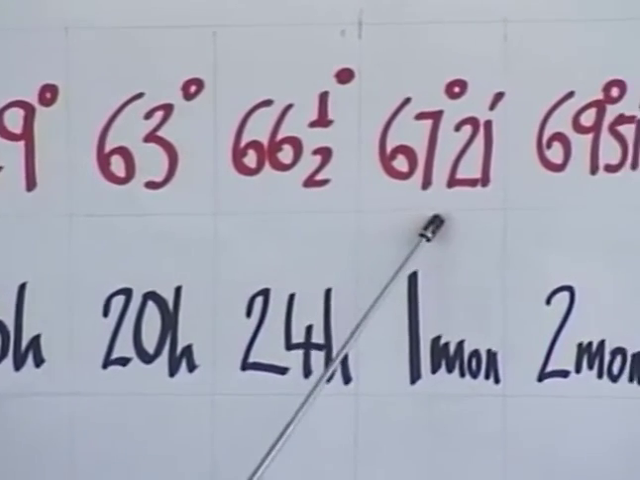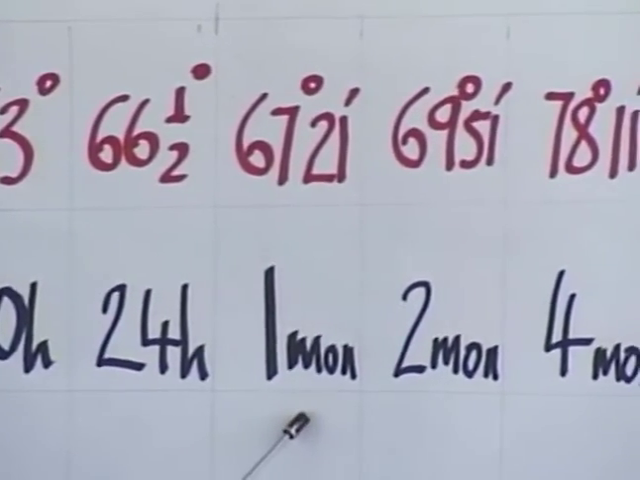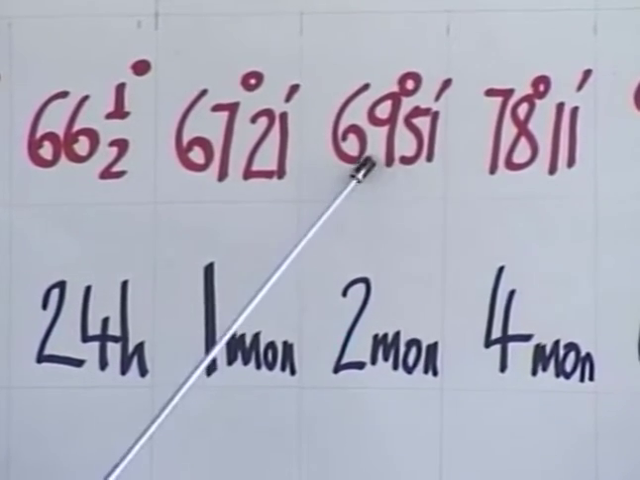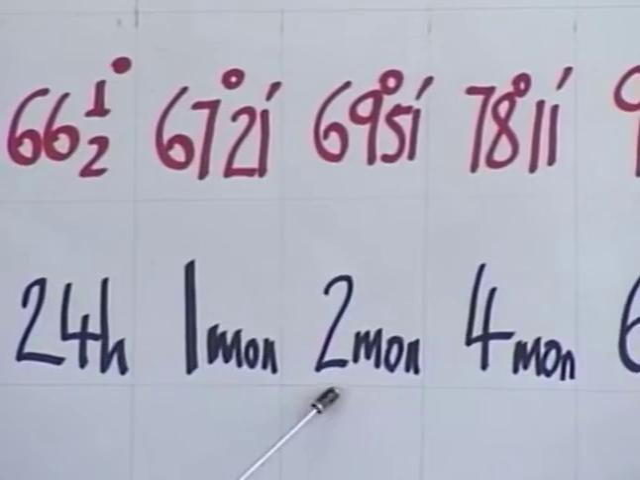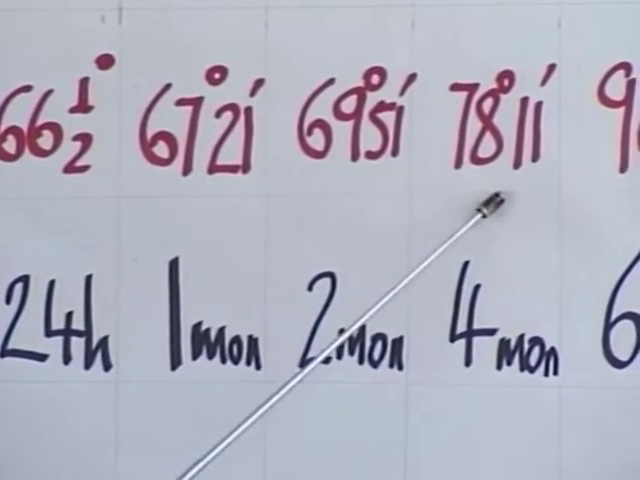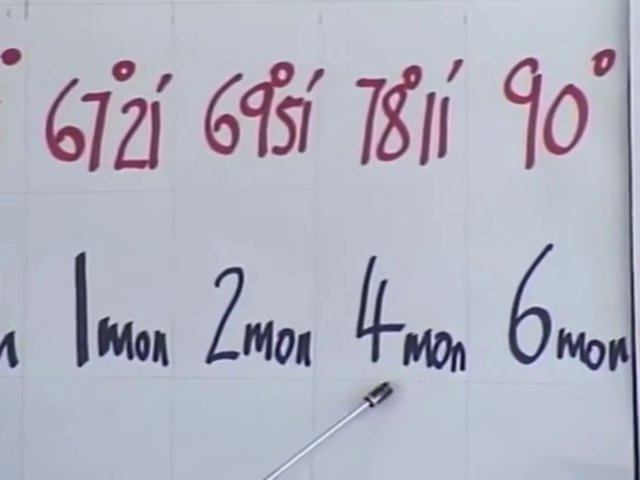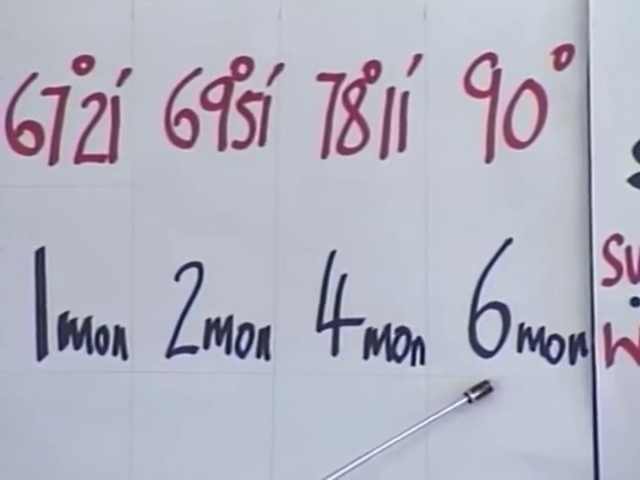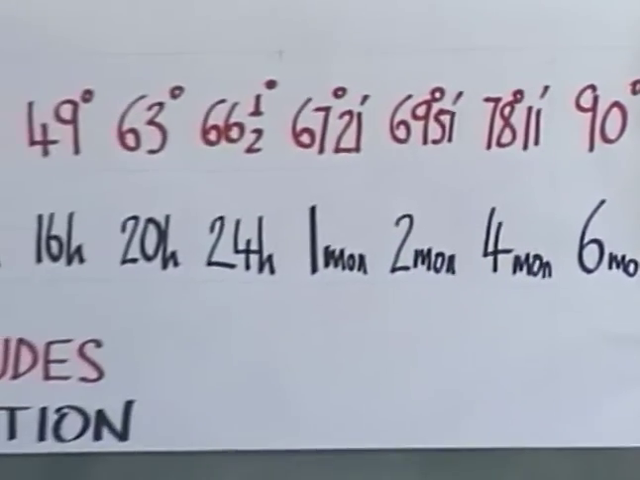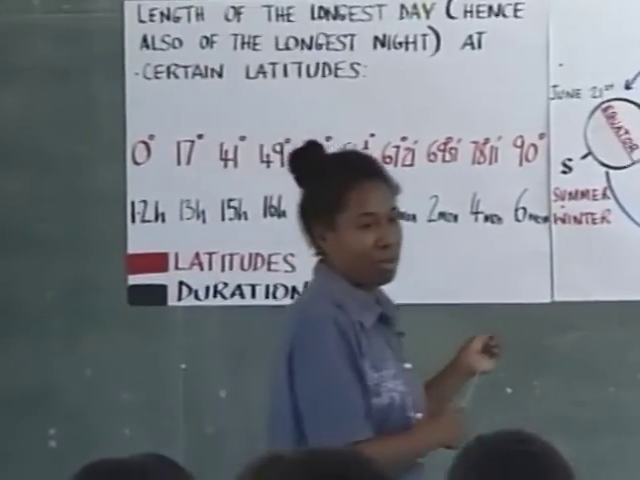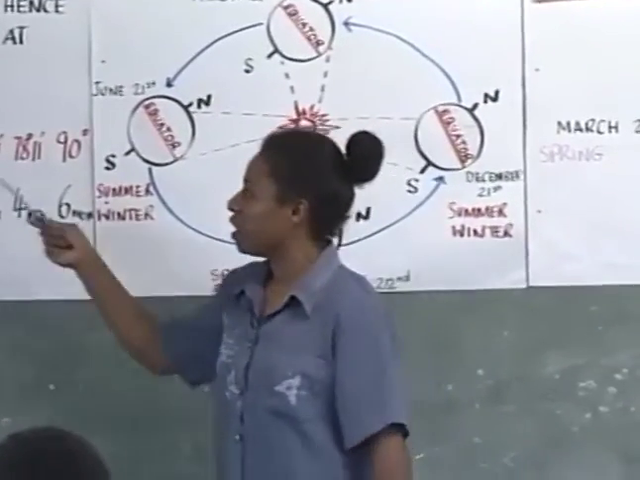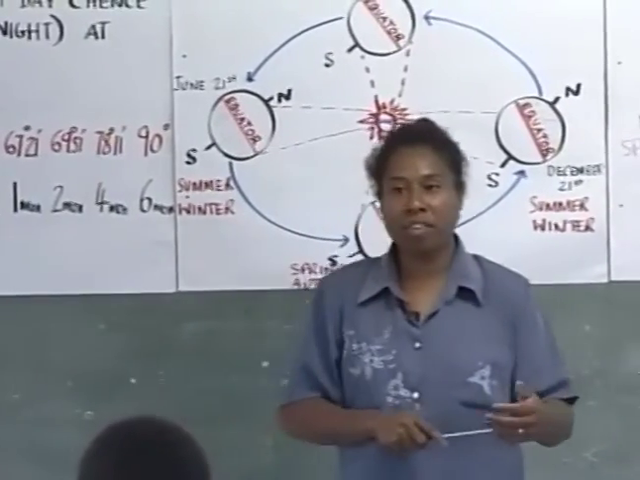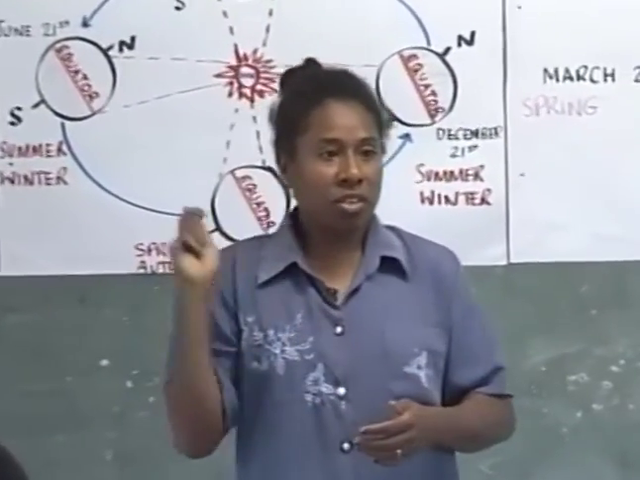At 67 degrees and 21 minutes, 1 month, they see the sun. At 69 degrees and 51 minutes, 2 months. At 78 degrees and 11 minutes, 4 months. And finally, at 90 degrees, you can have 6 months of daylight or 6 months of darkness. Maybe that's extra information just for interest. If you do have some questions about or around this, you can feel free to ask. Any questions on that?